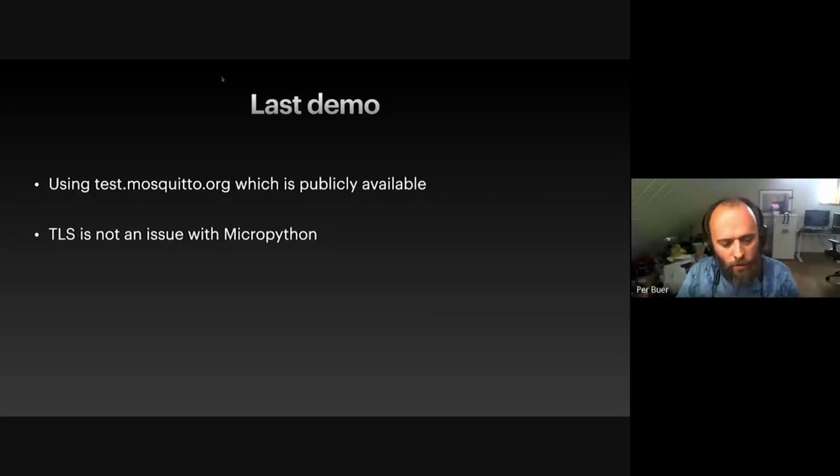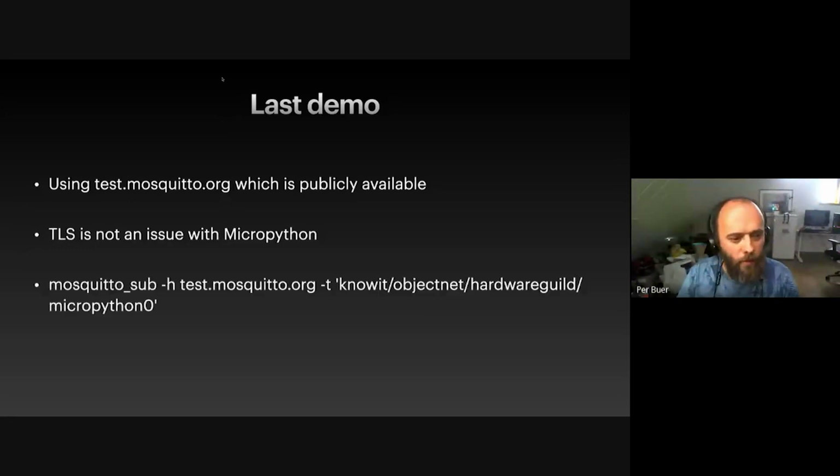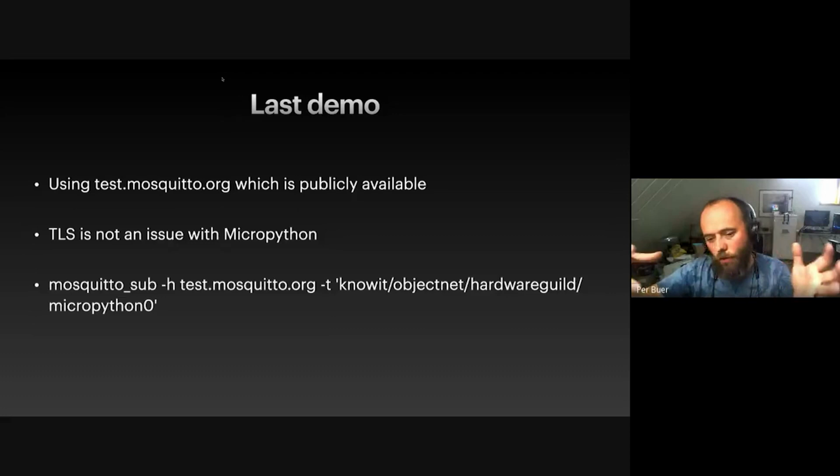And unlike my former adventures in Arduino, TLS is not going to be an issue here. It just works. And then I'll do a Unix command to connect to it, and the -t indicates the topic. So you can see, this is the object at hardware guild Micropython 0. That identifies the device. You can build yourself this hierarchy of devices.